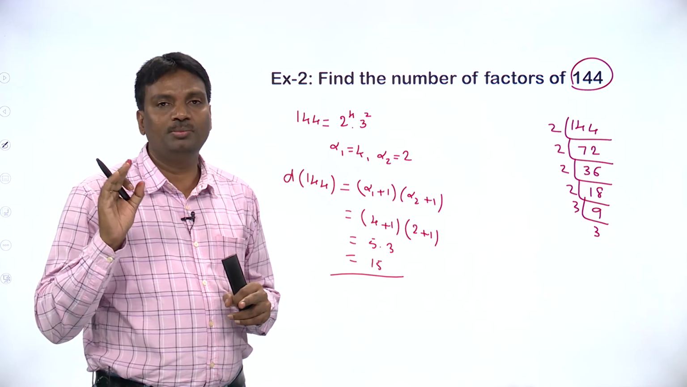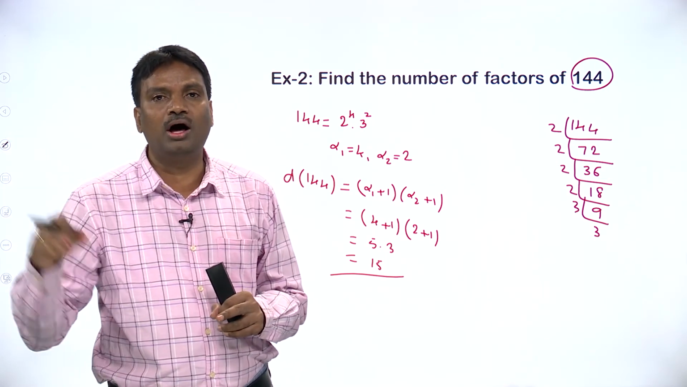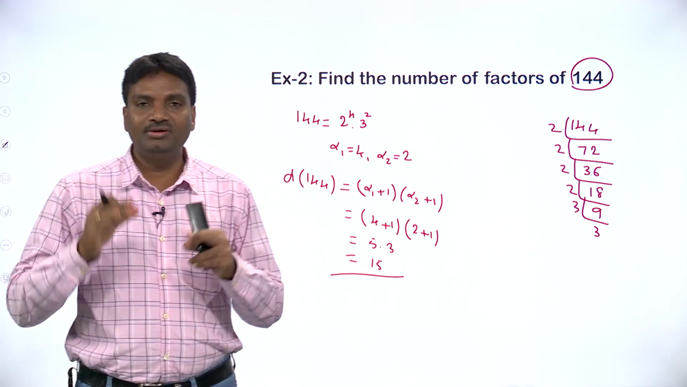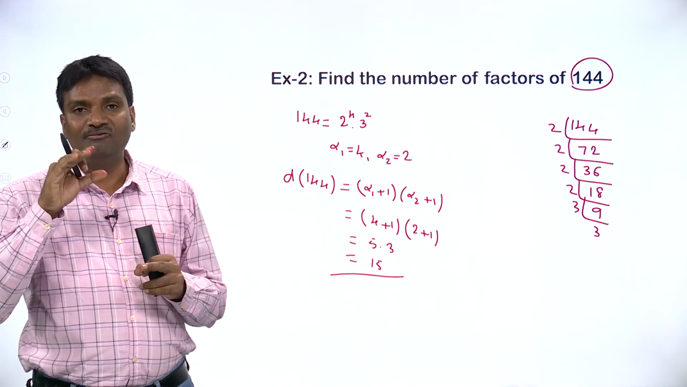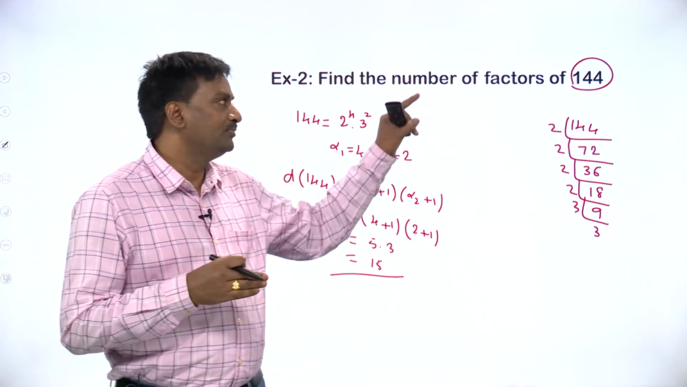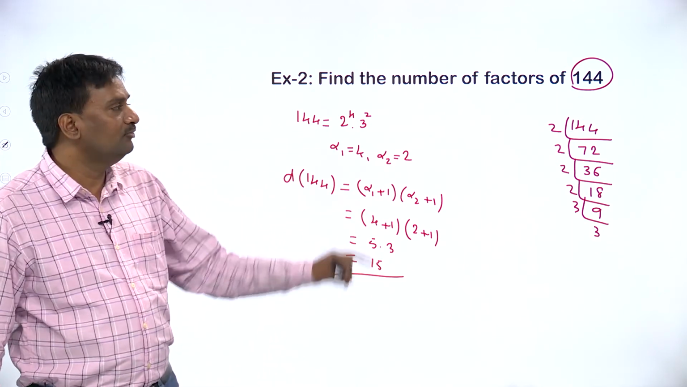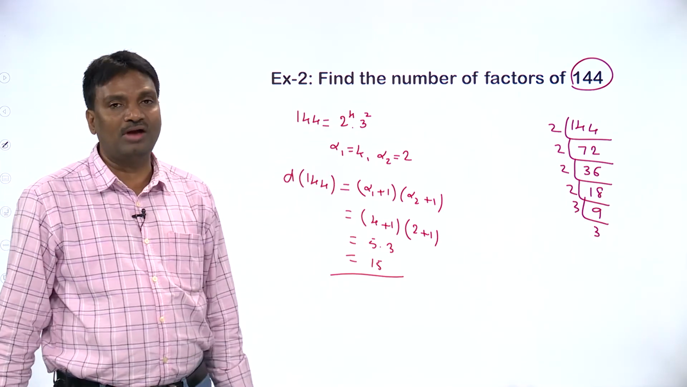But without finding all the factors of 144, just by using the formula alpha 1 plus 1 into alpha 2 plus 1 into alpha 3 plus 1 into so on alpha k plus 1, we can say the number of factors of the given number. So for 12 we have 6 factors, for 144 we have 15 factors.